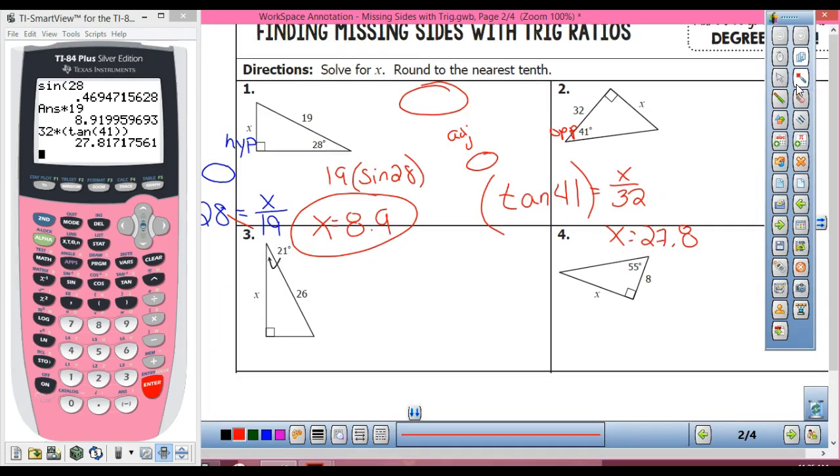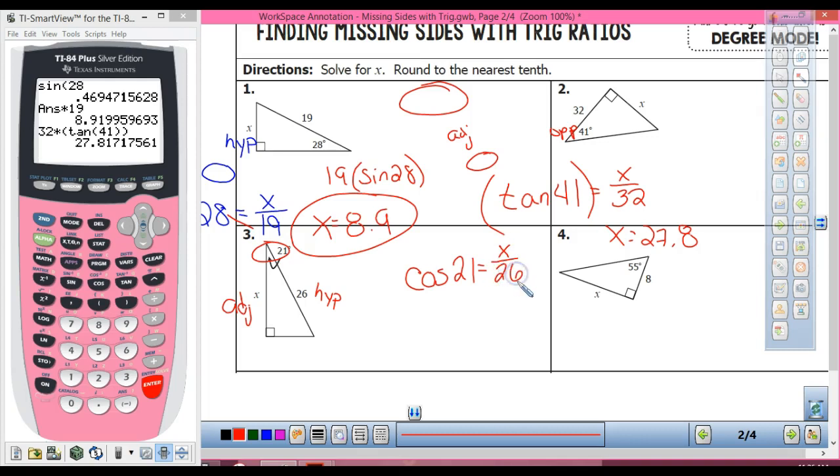Number three. From 21, x is my adjacent, 26 is my hypotenuse. So what am I using if I have adjacent and hypotenuse? So cosine of 21 equals adjacent over hypotenuse, 26.